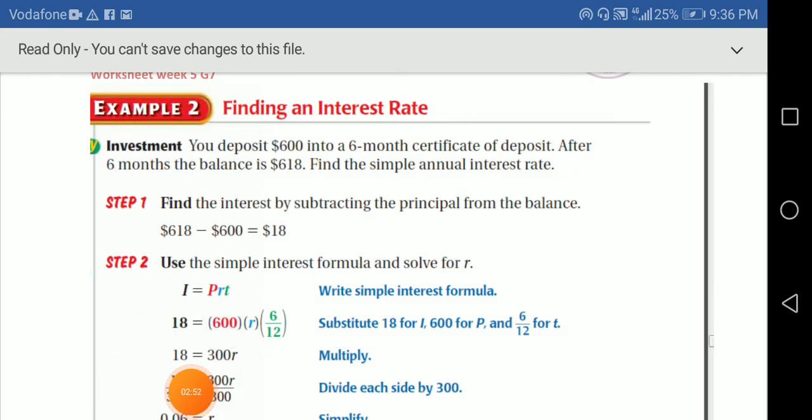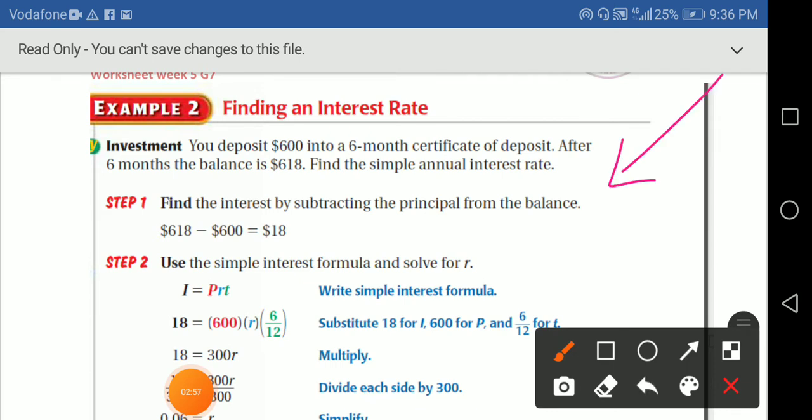Okay, guys, we have another kind of questions. We use this in the banks, so concentrate and enjoy. So when I invest my money in a bank, I have this example. You deposit $600 into a 6-month certificate. Maybe you heard this from your parents before. If you put your money in a bank, you're going to have extra money for your balance, remember? Okay, and you can ask your parents too.